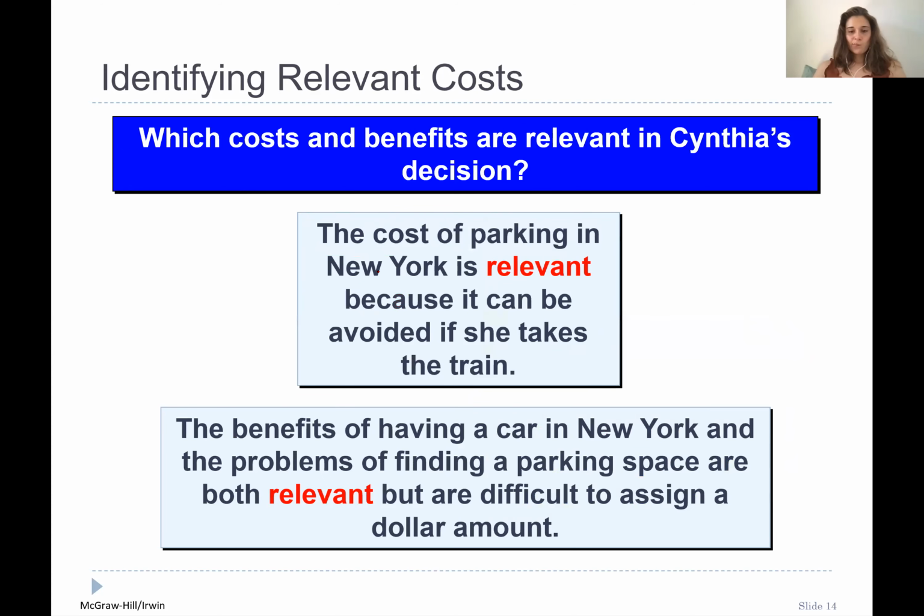The cost of parking in New York is clearly relevant because these are in addition to the fare, right? Plus the benefits of having a car in New York and the problem of finding a parking space are also relevant, although it is difficult to assign the value. Even if they assign the value, even then it is relevant.